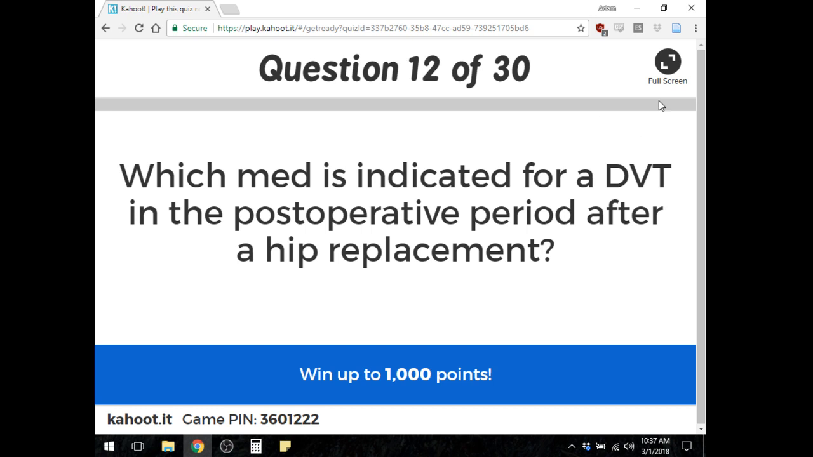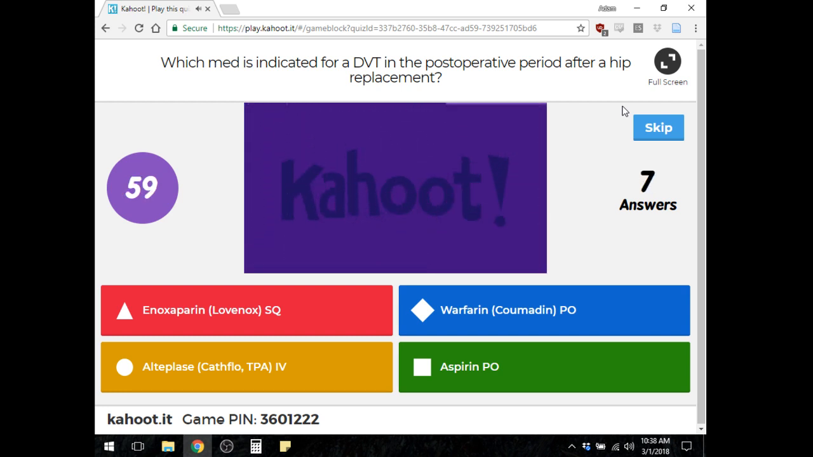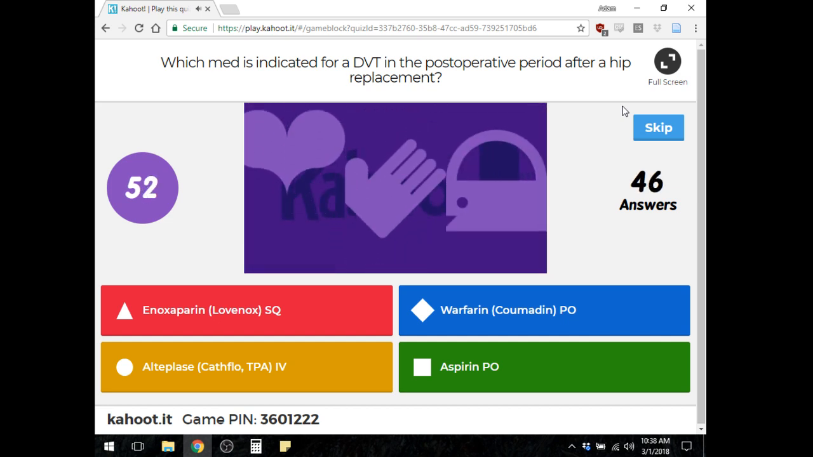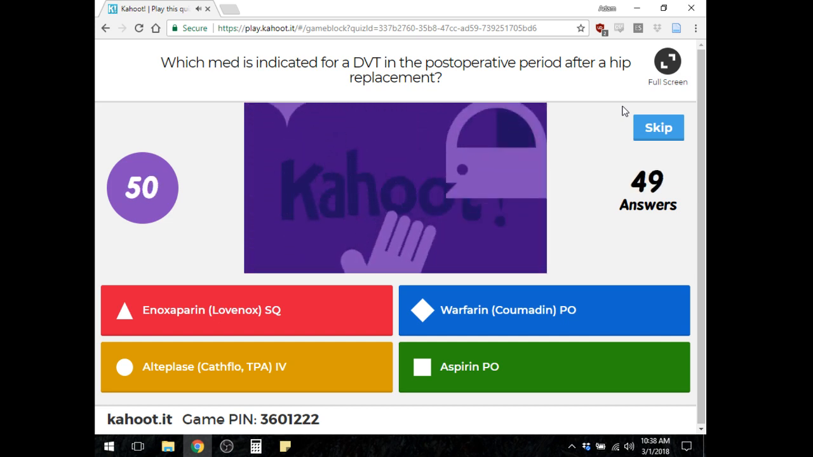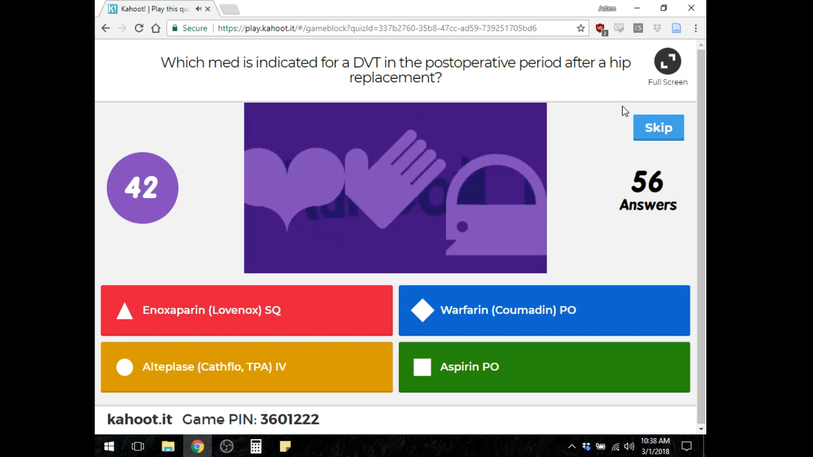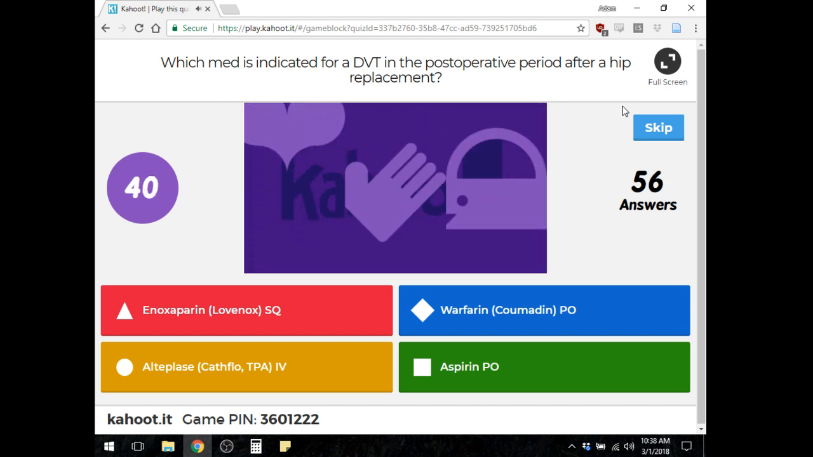Go look it up. Okay, which medication is indicated for a DVT in the post-operative period after a hip replacement? So a person comes out of surgery, no one remembered to put them on any kind of DVT prophylaxis. They didn't have their SCDs on, they weren't ambulating. All of a sudden, they get a DVT. What are we going to use for them?